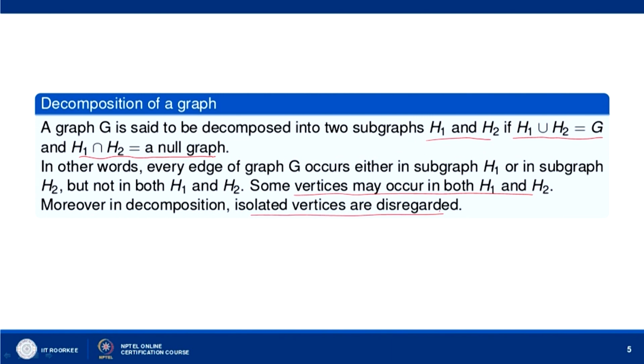So, some vertices which are isolated may occur in H1 and H2. When you take the intersection H1 intersection H2 and we say it is a null graph, it might happen that some vertices occur there, but they are isolated. So, we do not count them and we call H1 intersection H2 a null graph.